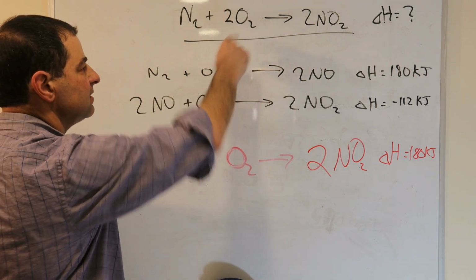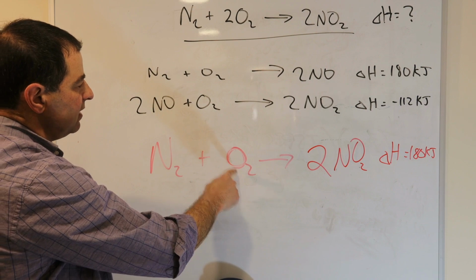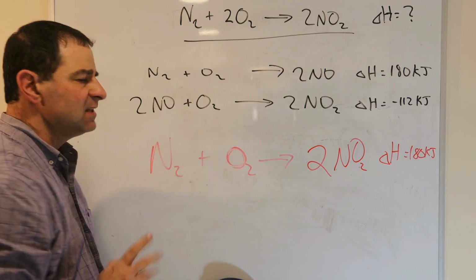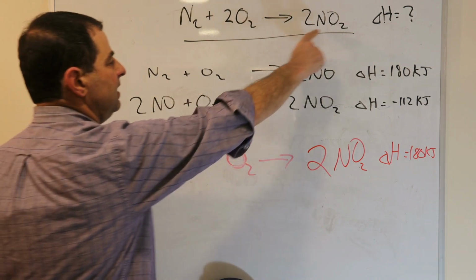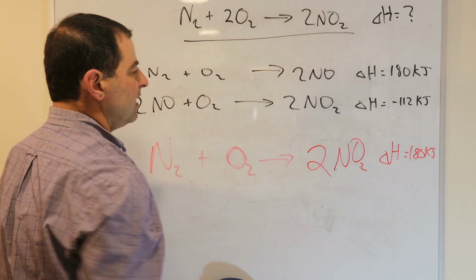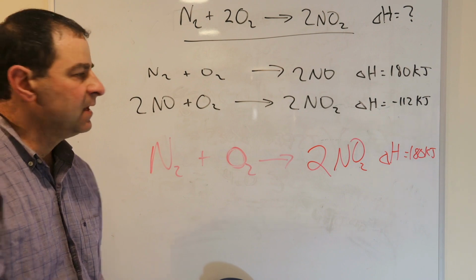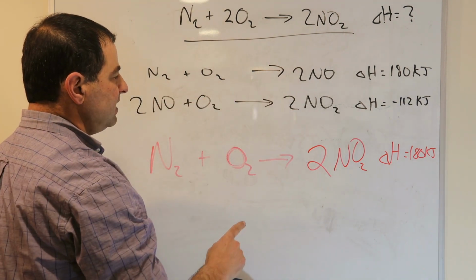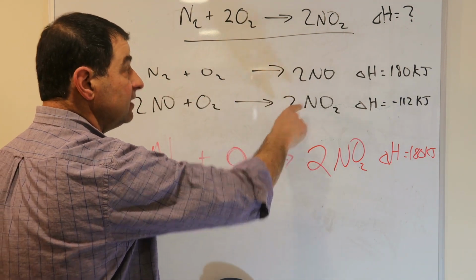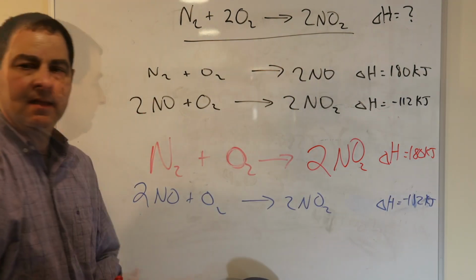My second reactant is an O2. I see O2 here, I see O2 here. That's not going to help me. I need nitrogen dioxide, NO2, as a product. I see here, nitrogen dioxide is a product. So I can go ahead and write this one, and I see I don't need to reverse it or anything because NO2 is a product in both of them.